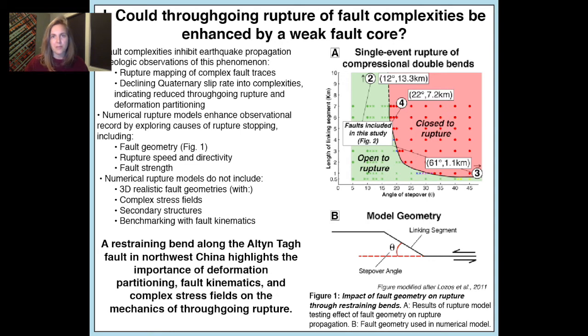and speed. However, most numerical models aren't three-dimensional and don't include important features of real fault systems, such as complex dipping faults or non-uniform initial stress fields. This study seeks to demonstrate how these factors might impact our understanding of through-going rupture behavior of a complex restraining bend along the Altyn Tagh fault in northwest China.